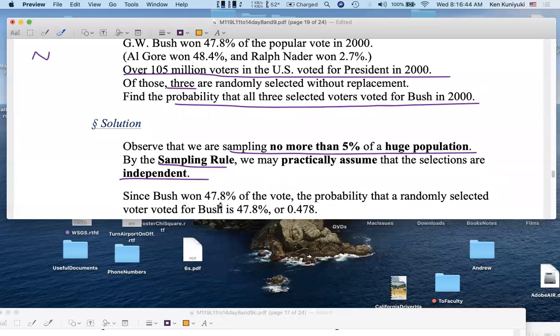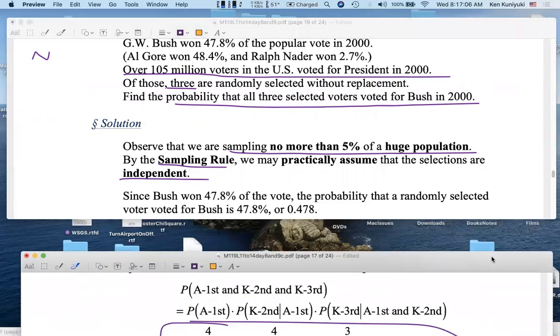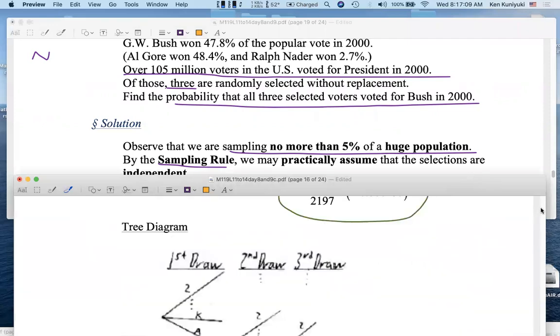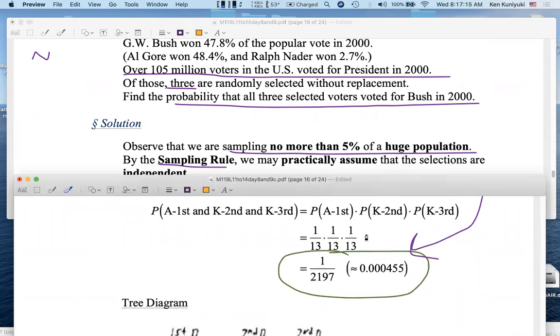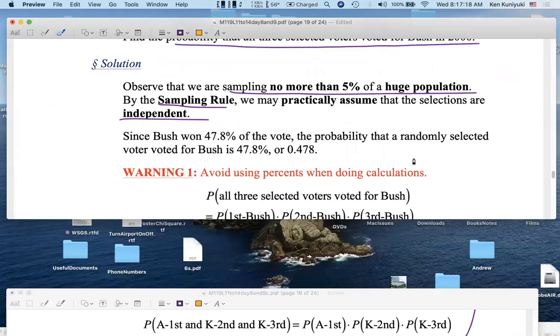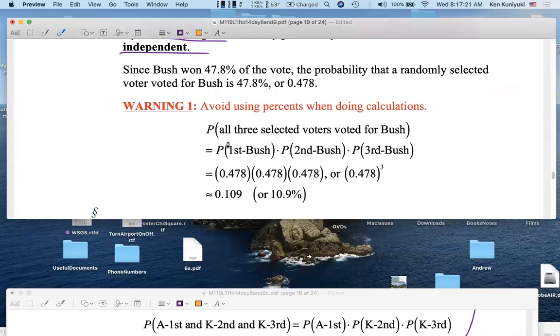Since Bush won 47.8% of the vote, remember, we like to convert to decimal when doing calculations. The probability that a randomly selected voter voted for Bush is 47.8%, or as a decimal, 0.478. So what's the probability that 3 random voters voted for Bush, assuming independence? I'll give you a hint. Remember this calculation up here, the ace-king-king problem where we assumed independence. Again, use decimals, not percents. Find the probability that all 3 selected voters voted for Bush.